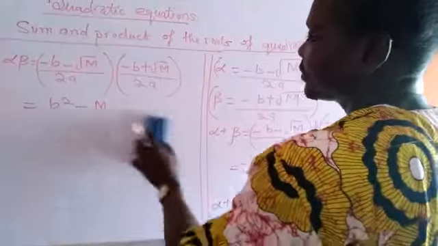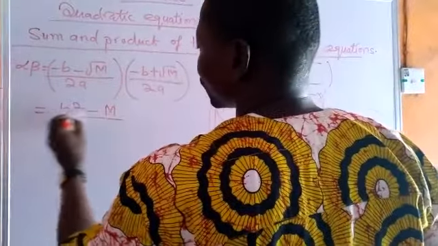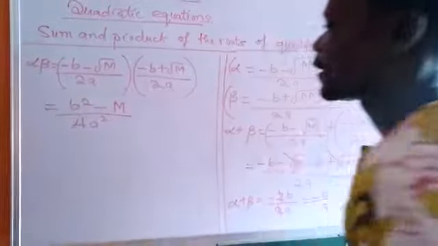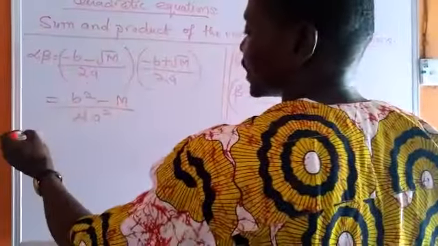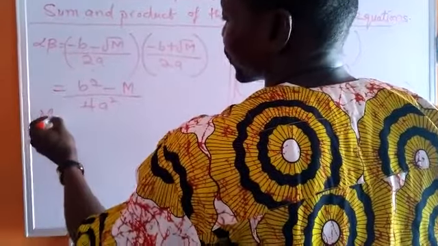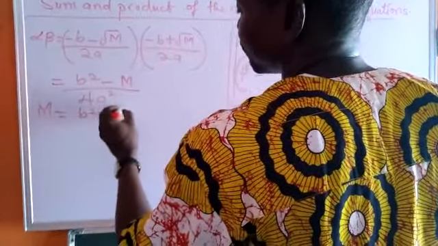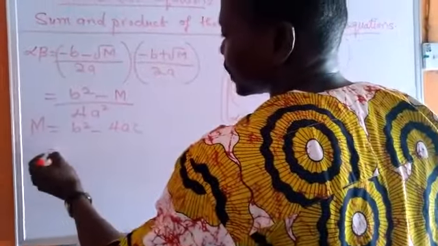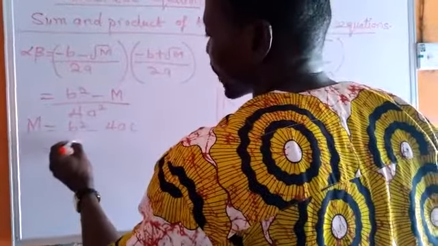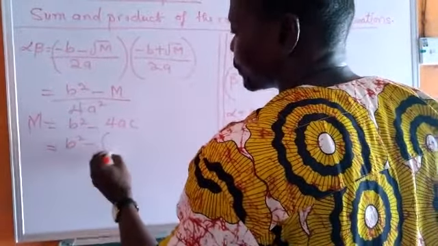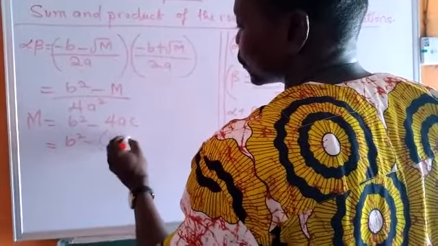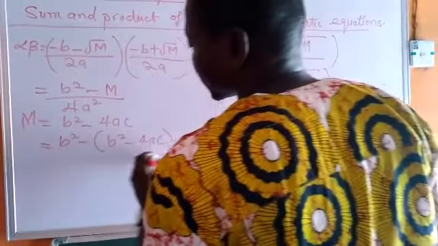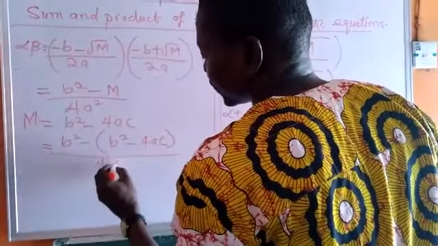So that is for that. Then we now have it all over 2a times 2a, which is 4a squared. But remember, we said earlier that our m is equal to b squared minus 4ac. So if you put it back into the equation, we have b squared minus open bracket b squared minus 4ac close bracket, everything all over 4a squared.